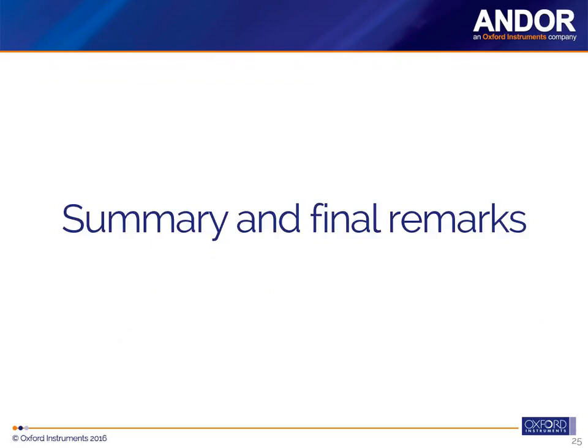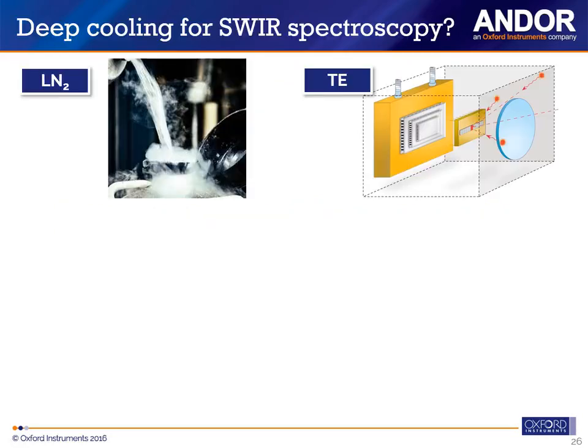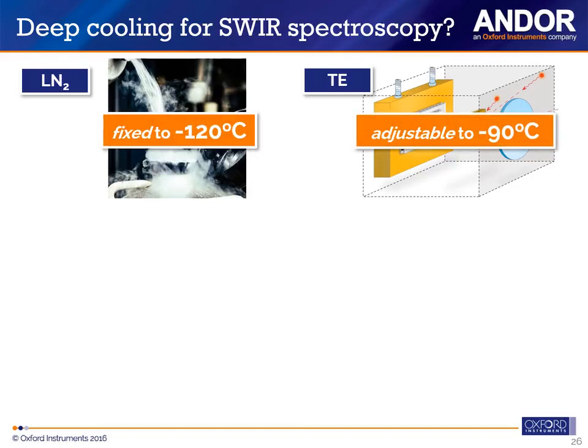So a summary of this discussion here. Should you consider deep cooling for SWIR spectroscopy in this 1 to 1.7 micron bracket? With liquid nitrogen, you have a fixed cooling temperature effectively of minus 120 degrees. Sometimes the dewar containing the liquid nitrogen is heated to tweak the temperature a little bit, but these are typically set at minus 120 degrees. With thermoelectric cooling, temperature can be adjusted from room temperature all the way down to minus 90 degrees C, specifically for InGaAs detectors.